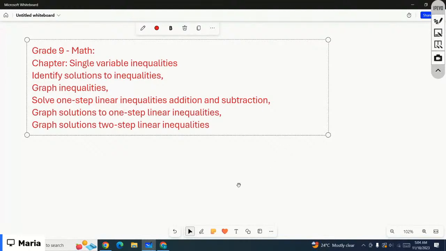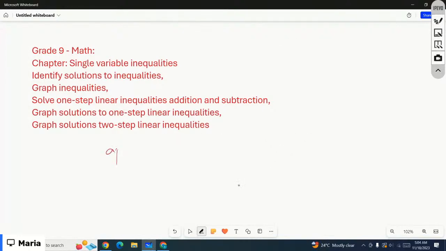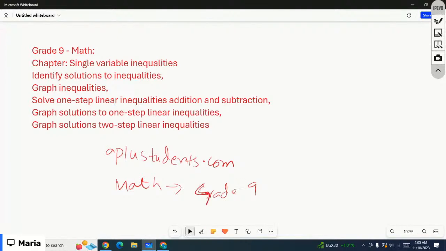So you can find all the lessons on aplusstudents.com. You have to log in there using your email address, and the password is provided by the administrator. Then you have to select math from the subject tab. Scroll down to grade 9 and then click on view all lessons. So there you can find a list of the chapters.